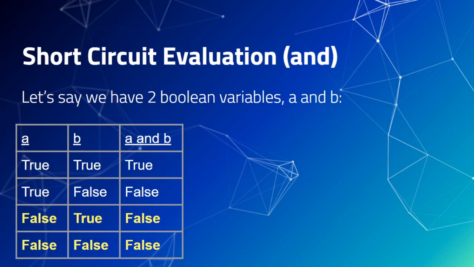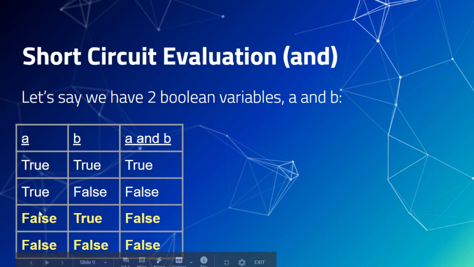Alright, so there would be four possibilities in this case. Both of them are true. A is true, B is false. A is false, B is true, and both of them are false. So if we go through each one of these, let's see whether or not we actually have to evaluate both of them. If the first one is true, we have to at least see the next one, because depending on this value, A and B could be true or false. If they're both true, it becomes true. And if one of them is true and the other one's false, it would become false.